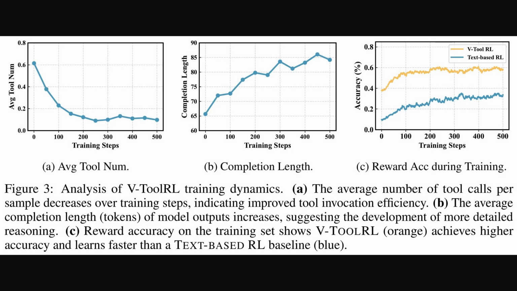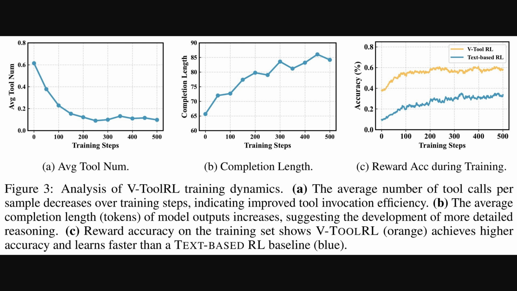Alright, so we saw V-TOOLRL performs really well. Figure 3 now digs into how it learns over time during the training process. Part A is interesting. It shows the average number of tool calls per sample drops quite a bit as training goes on, from over 0.6 down to around 0.1. This means the model becomes more efficient, learning to be selective about using tools.